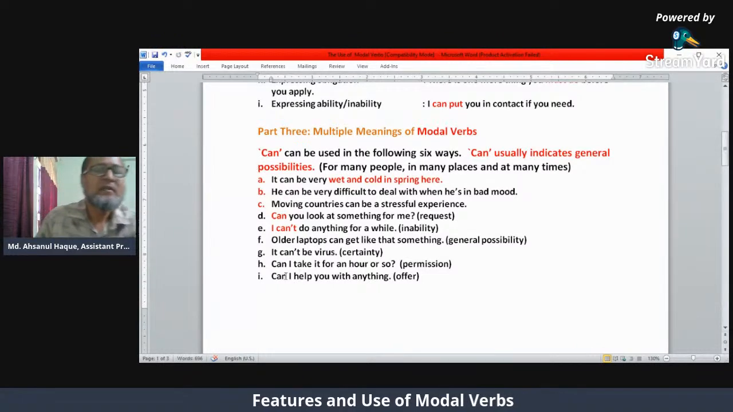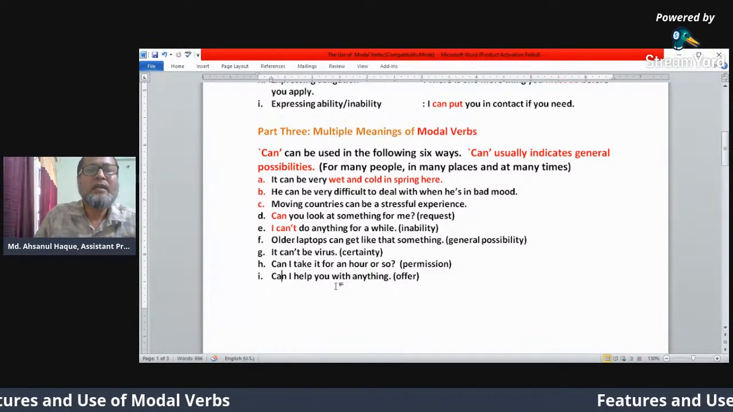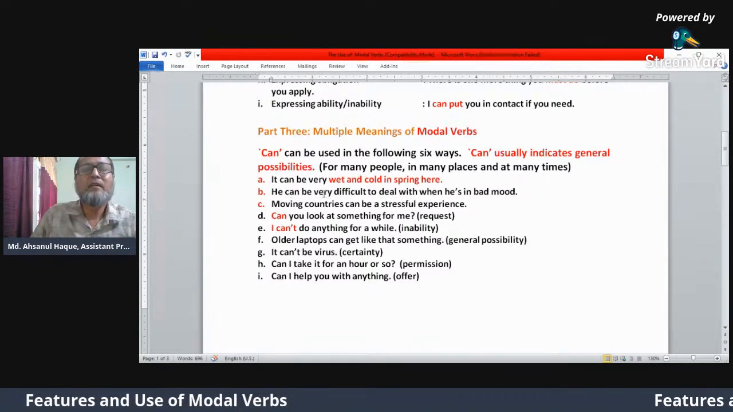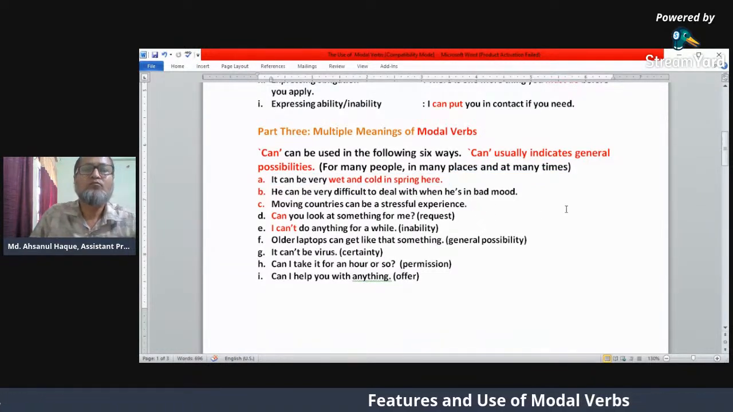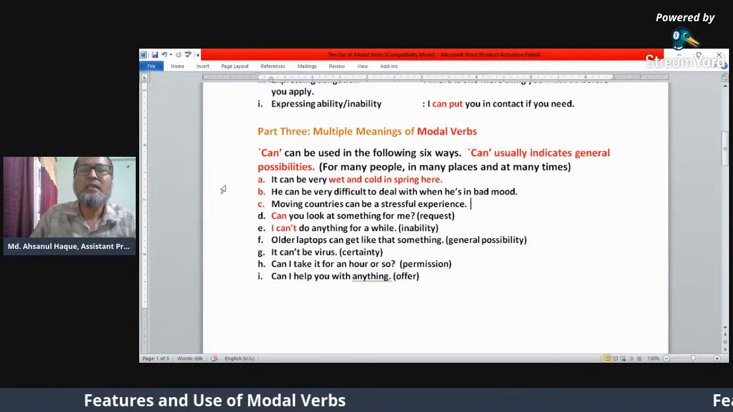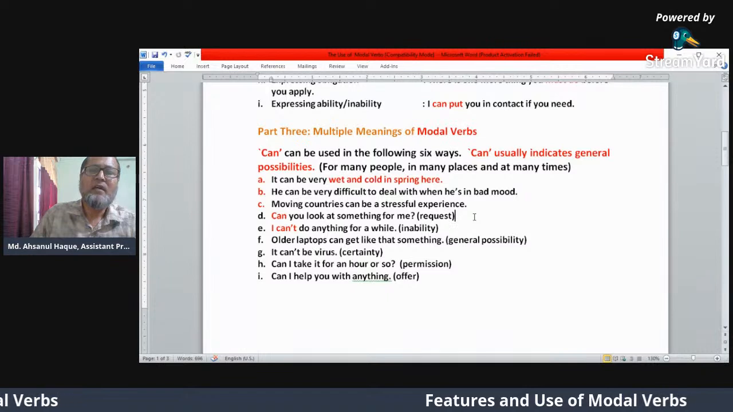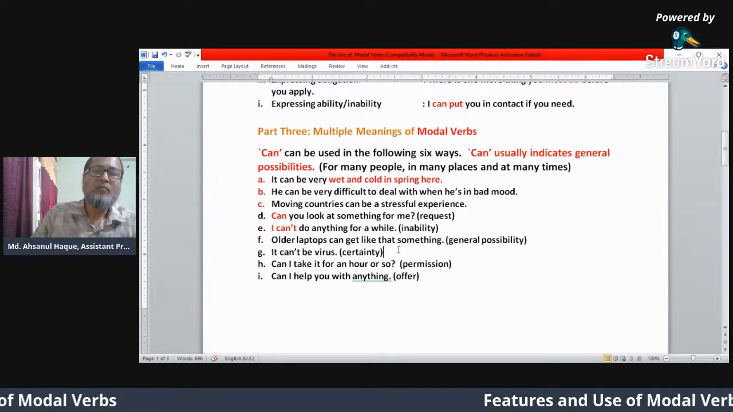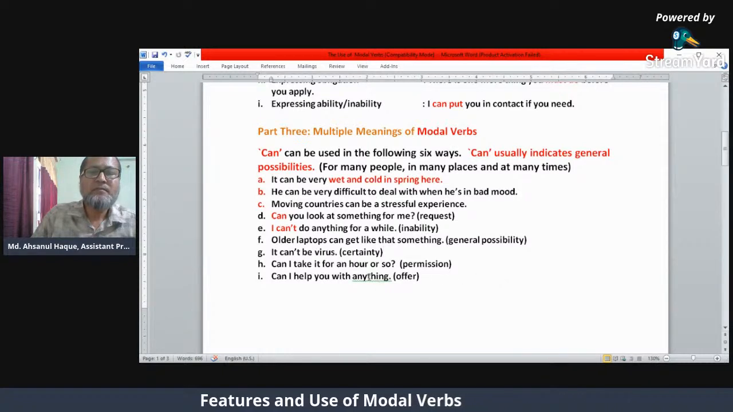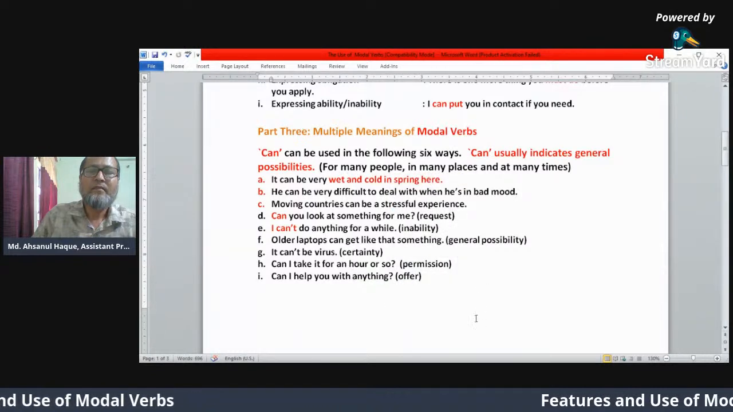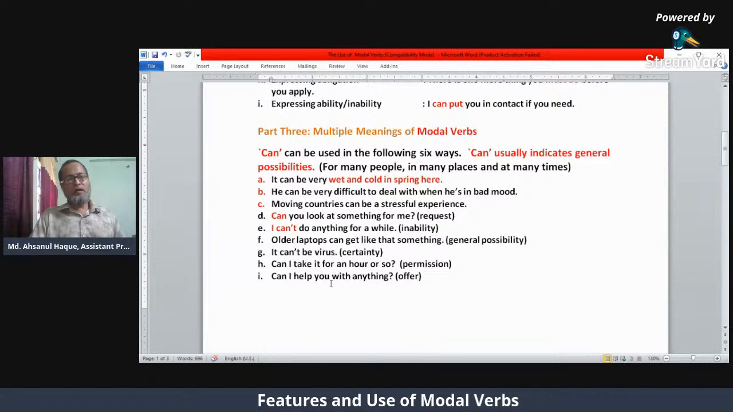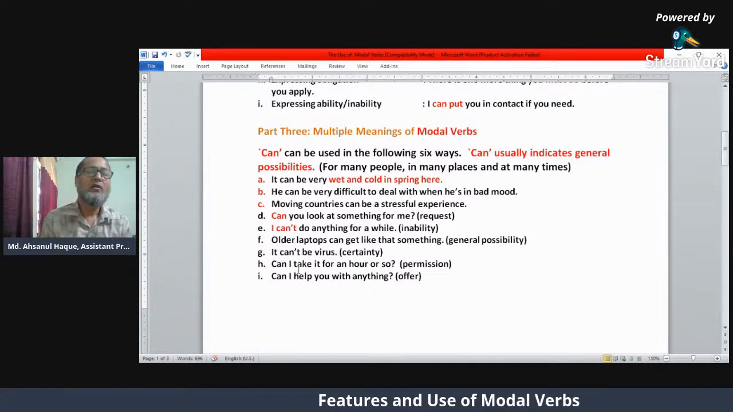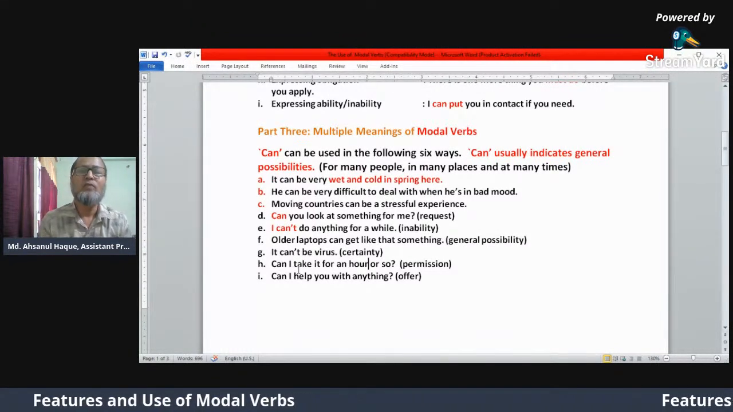So you see here that just using a single modal verb can, we can make a number of sentences of many and different targets. We have seen that some sentences express permission, some express request, some express inability, some express possibility, some express certainty, and some express offers. I think you have got the point from this discussion that a single modal verb can be used in different ways or with different meanings. That is why multiple meanings of modal verbs.